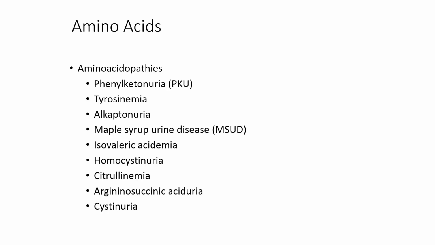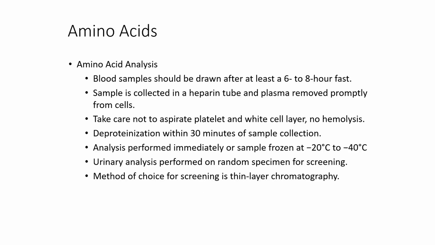Uria refers to the presence of it in the urine, and then the stem of this, you can see kind of what amino acid it may be linked to. So phenyl can refer to phenylalanine, tyros refers to tyrosine, isovaleric has to do with valine, like an isomer of valine, cysteine, homocystinuria, and so forth. So you can kind of deduce what these are related to. And this is not an extensive list of all amino acidopathies. These are just the more common ones.